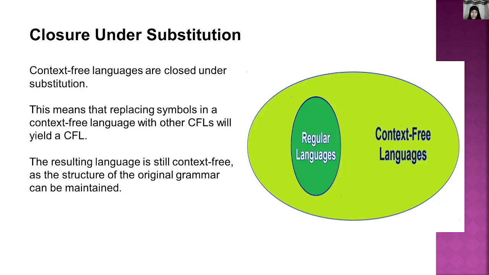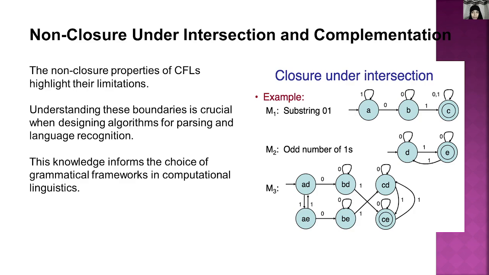Closure under substitution. Context-free languages are closed under substitution. This means that replacing symbols in a context-free language with other CFLs will yield a CFL. The resulting language is still context-free as the structure of the original grammar can be maintained.